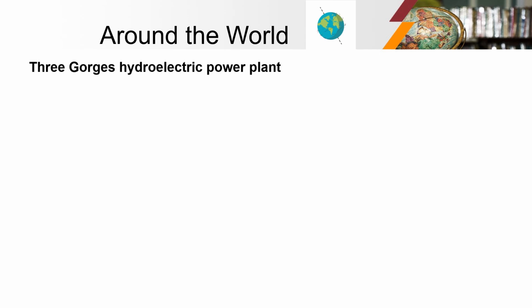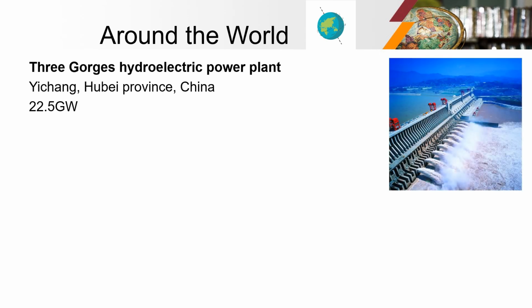Examples of hydroelectric power plants around the world. So we have first the Three Gorges Hydroelectric Power Plant, which is located in Yichang, Hubei province of China. Okay, so it has a capacity of 22.5 gigawatts. So yan, nasa picture, so ganyan siya kalaki.